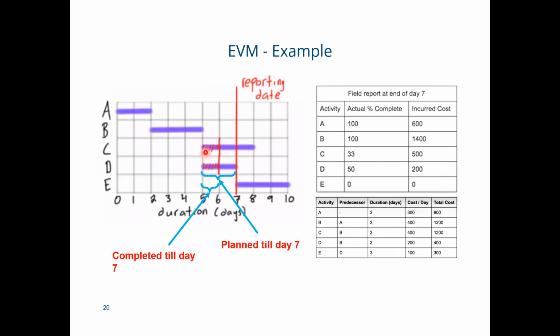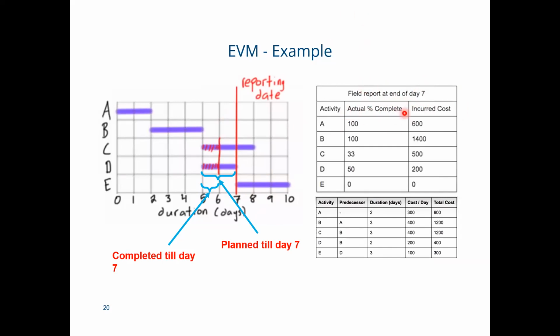So you can see C and D start in parallel because both are successors of activity B. D takes 2 days for completion. Then the last activity E's predecessor is D, and it takes 3 days. So we start here. This is our Gantt chart, but we have the field report at the end of day 7. We need to calculate the earned value and do the earned value analysis to monitor and measure the cost performance of our project.